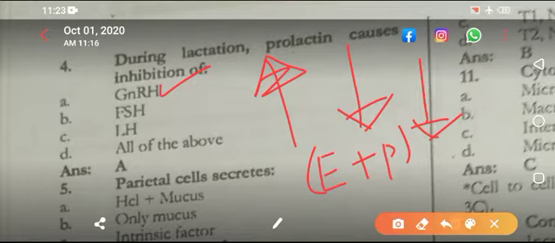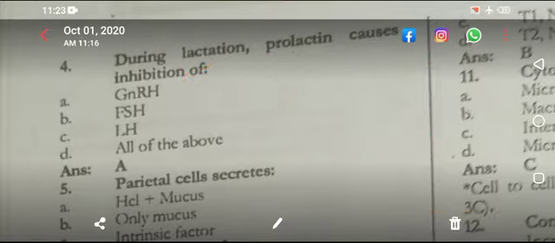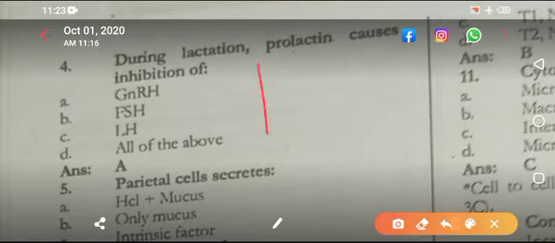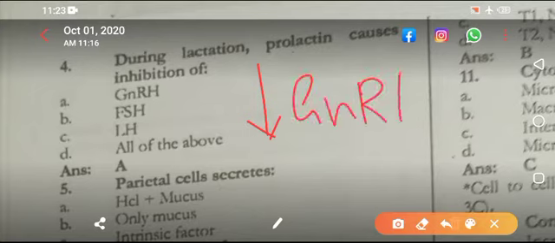During lactation, there is no pregnancy. Why? Because there is no ovulation. Why is there no ovulation? Because during lactation, you have decreased GnRH. So during lactation, there is no pregnancy because there is decreased GnRH.